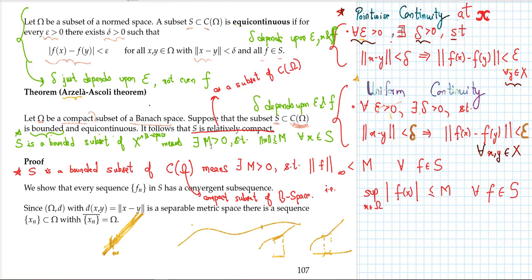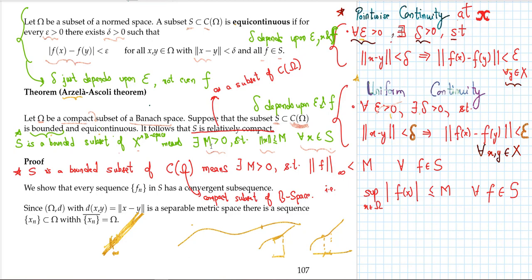It just means that S is a bounded subset of X. It means that there exists M greater than 0 such that the norm of x is less than or equal to M for every x belonging to S. This is what I mean by a bounded subset of a Banach space.